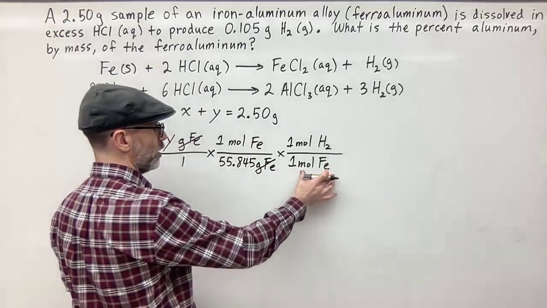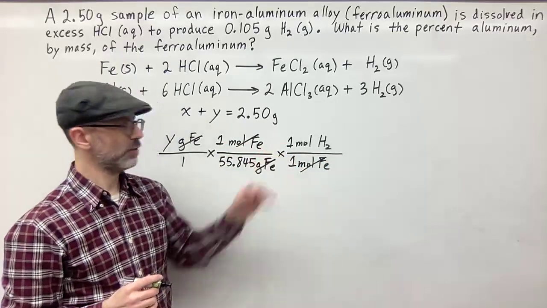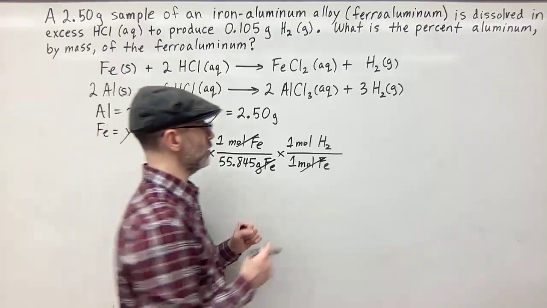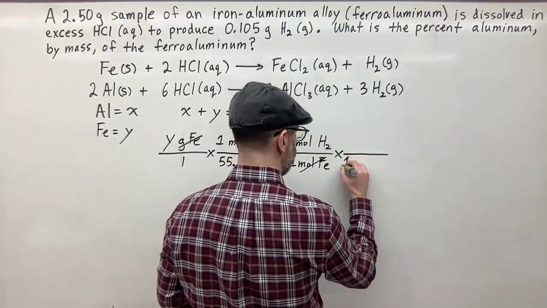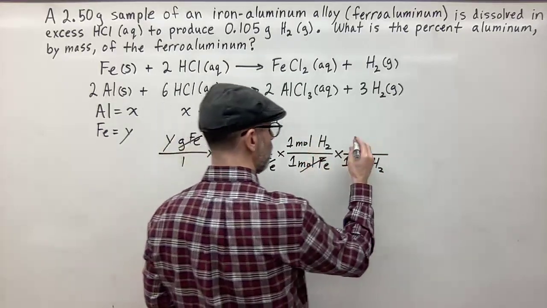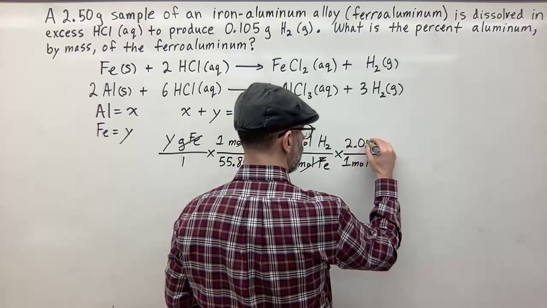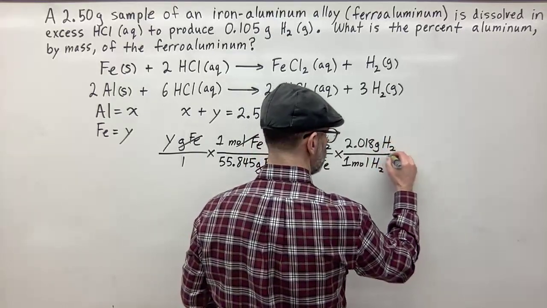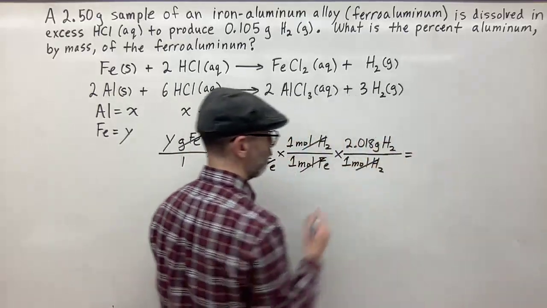Notice I put moles of iron on the bottom to cancel out. Now I have moles of H2 gas, but I don't want moles, I want grams. So I'm going to have to use the molar mass of hydrogen to convert to grams. So I have 1 mole of H2 on the bottom to cancel out here, and then I have 2.018 grams of H2 on the top. So moles of hydrogen cancel out, and now I have grams of hydrogen.